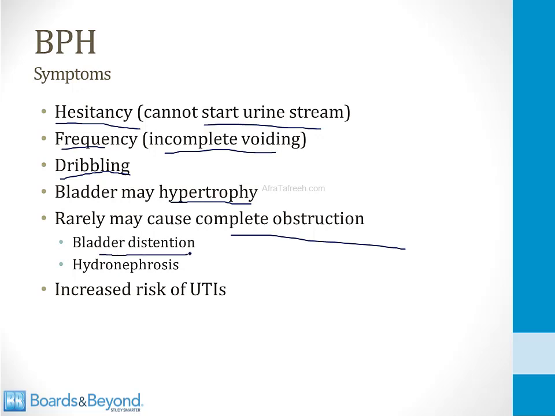Their bladder can be distended, and the kidneys can even become swollen. This is called hydronephrosis, and this can lead to a form of post-renal failure. And then finally, men who have BPH have an increased risk of UTIs. Basically, they're not flushing urine through their bladder normally, so this leads to slow urine flow, and it makes it easier for bacteria to get into the bladder.